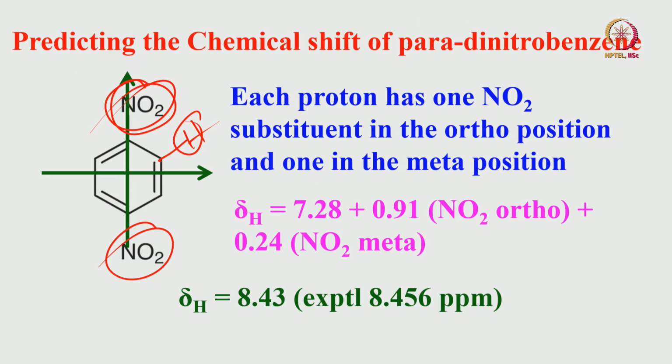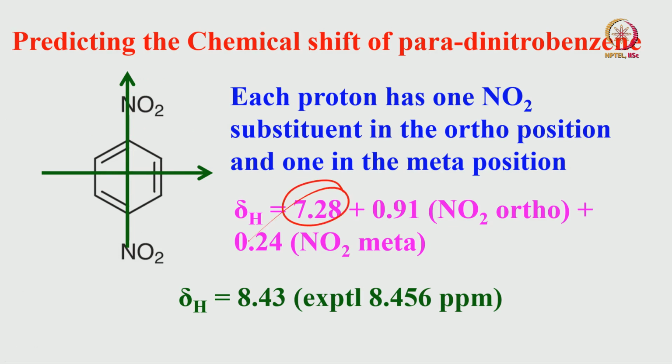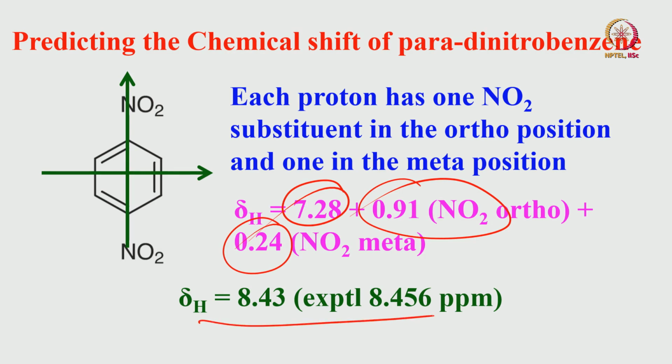Now come back here. If you look at any of the protons, you can always see one of them is in the ortho position, the other in the meta position. So take the base value, and add the value of the substitution in the ortho position and the value for the meta position, and this is the total value. So you can predict the chemical shift of each of these protons, all are equivalent here in para-dinitrobenzene. You see this is the predicted value and this is the experimental value, fairly close, very close. And this is the way you can even predict the chemical shifts of many of the aromatic protons if you know what the substitution is.